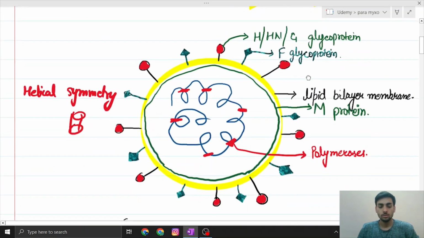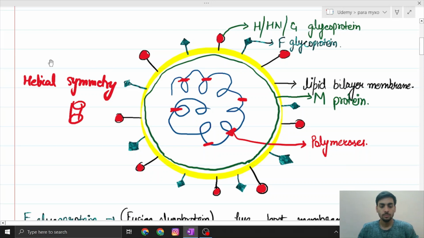So here is the diagram. This virus has helical symmetry. Here you can see it in a rounded form, but actually it is in helical symmetry. It contains basically two kinds of spikes on its surface. The first spike is this red one. It is HN or G glycoprotein.